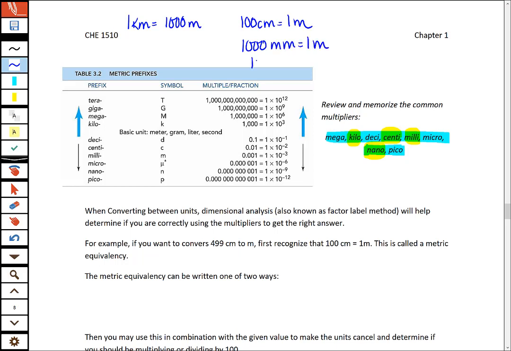And there are 10 to the 9th nanometers in 1 meter. You could write out all of those zeros, but do you really want to? And I'm just going to make sure this 9 is clearly an exponent so that somebody doesn't think it's 109. It's 10 to the 9th power. I just didn't want to write out all the zeros. So I have these memorized.